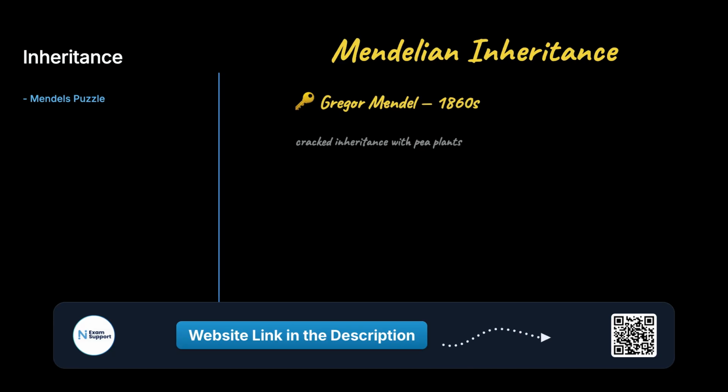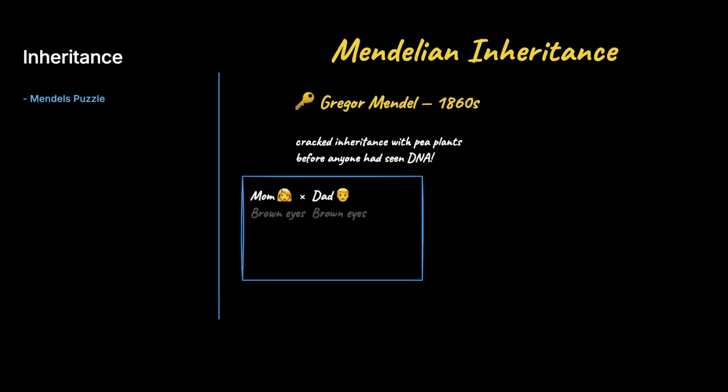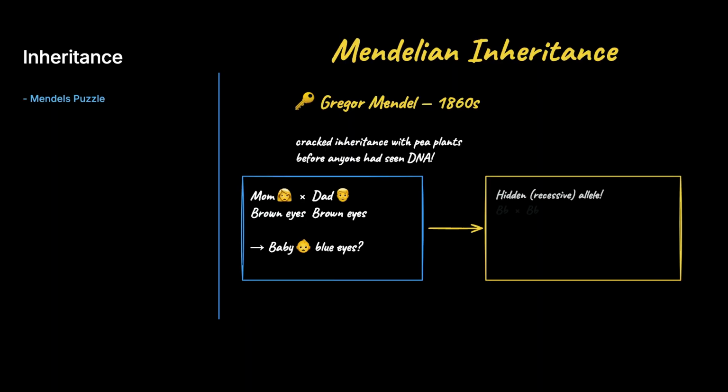Picture two brown-eyed parents who have a blue-eyed baby. Surprised? By the end of this section, you will predict outcomes like that with confidence. We owe these rules to Gregor Mendel, who cracked inheritance using pea plants in the 1860s, long before anyone had seen DNA. The TEAS asks you to predict inheritance.